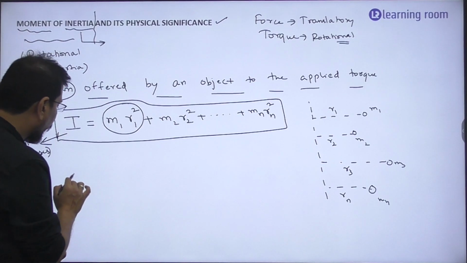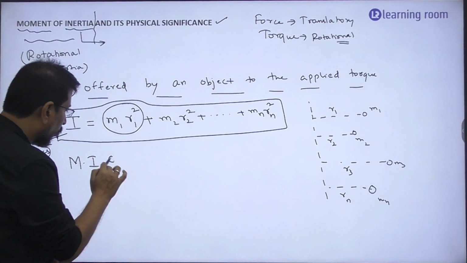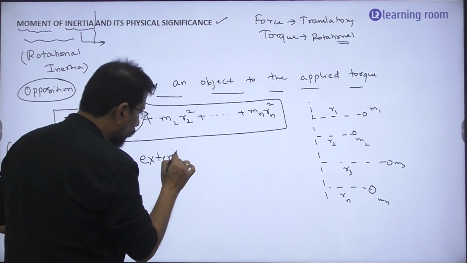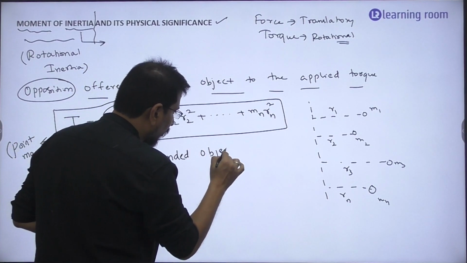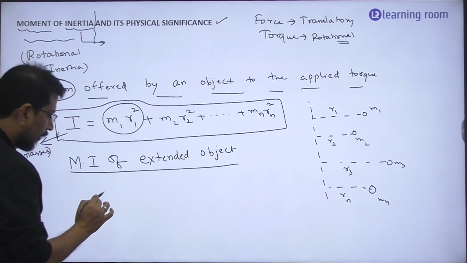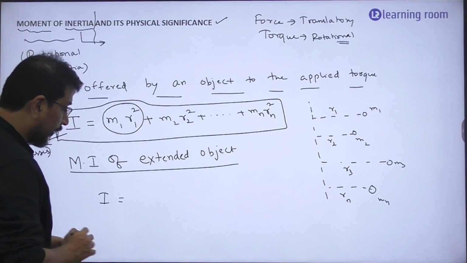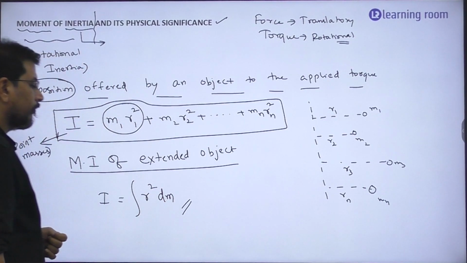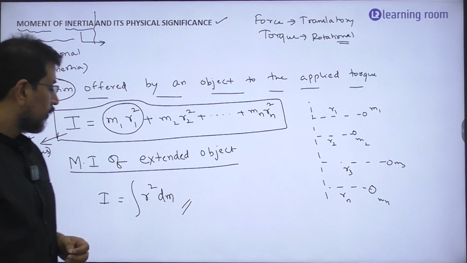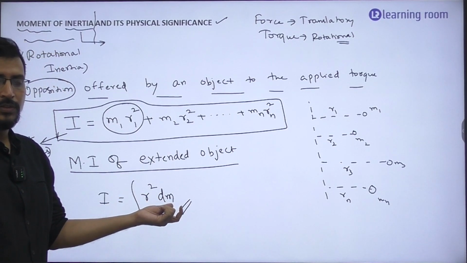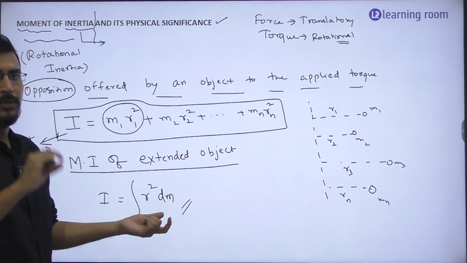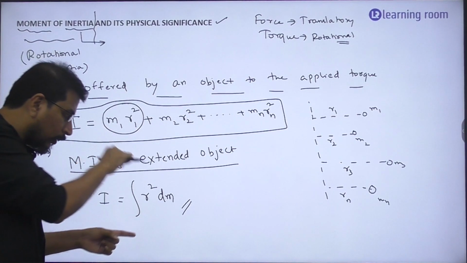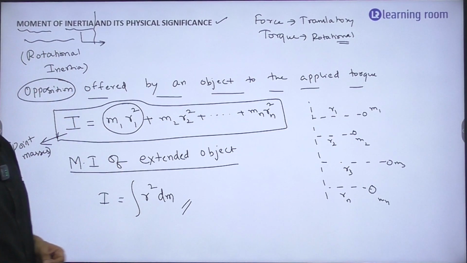Okay. So, how to calculate the moment of inertia of an extended object is something like this. I is equal to, you write integral of r square dm, right? So, dm is the one which is considered to be the point mass on the extended mass, one of the point masses on the extended mass, and r square is the square of the distance of that point mass dm from the axis of rotation.